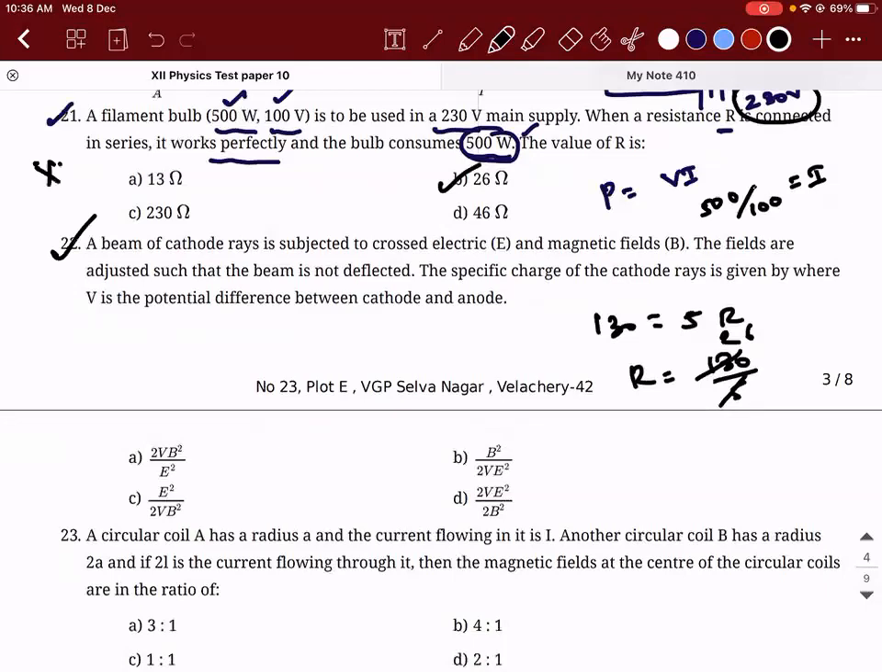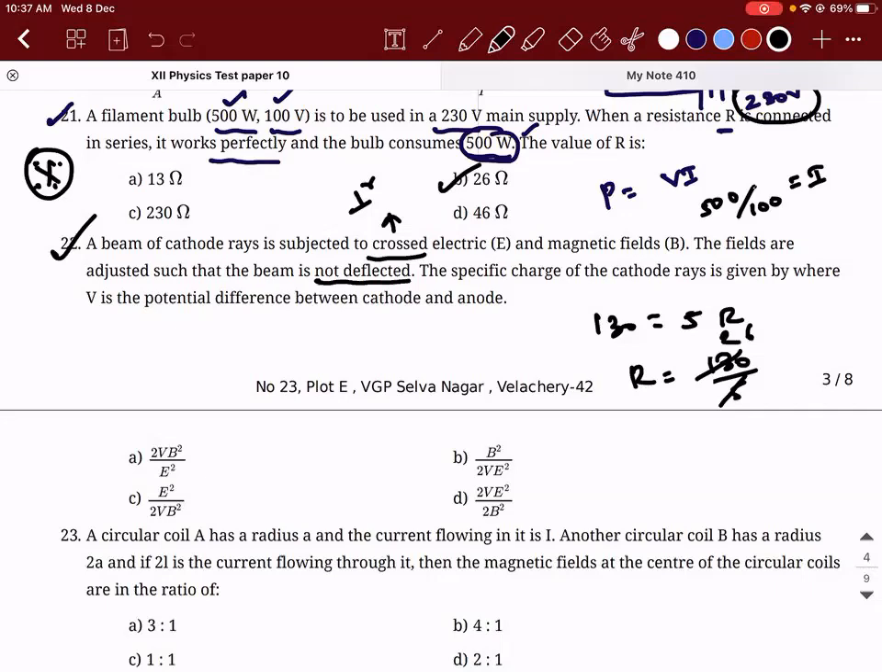It's a very good question. Better practice attacking. So there is a beam of cathode rays which is subjected to crossed electric and magnetic fields. What do you mean by crossed? I told this many times. It means they are perpendicular. The fields are adjusted such that the beam is not deflected. So beam is not deflected means it is traveling without any deviation.